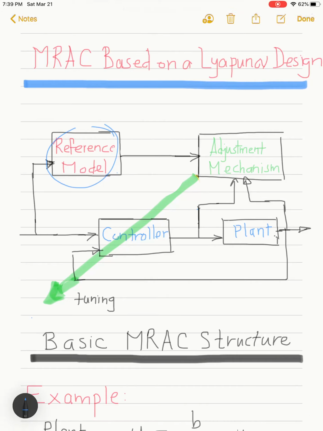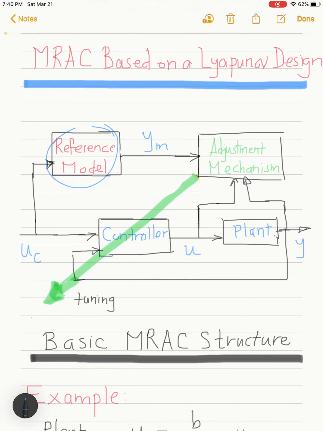Okay, hello everyone. We'll continue our lecture on model reference adaptive control. In this piece of the lecture, we will consider a design based on Lyapunov theorem. As you may remember, we said that we'll have a set point, say UC. This set point is applied to a reference model, and it produces the desired output, say YM. At the same time, we have the usual control loop with output Y and input to the plant U.